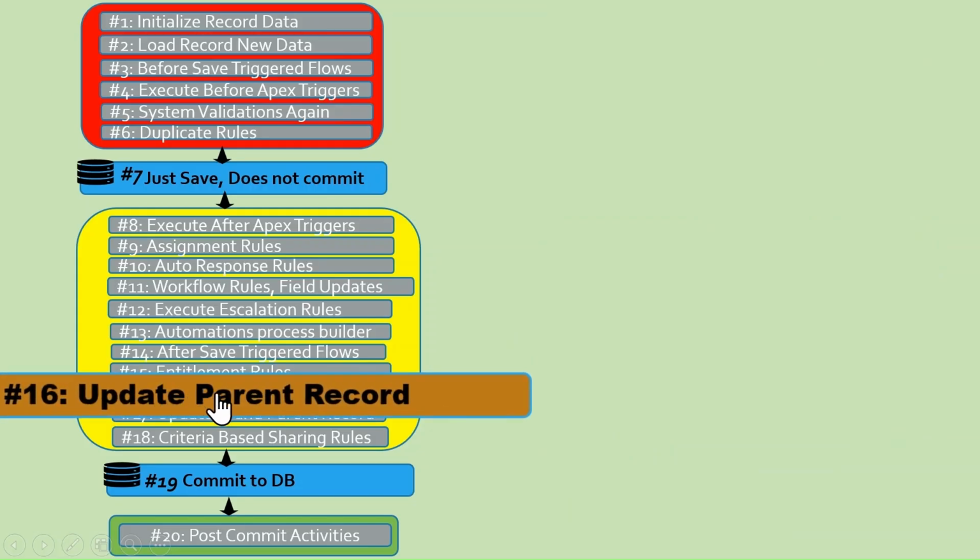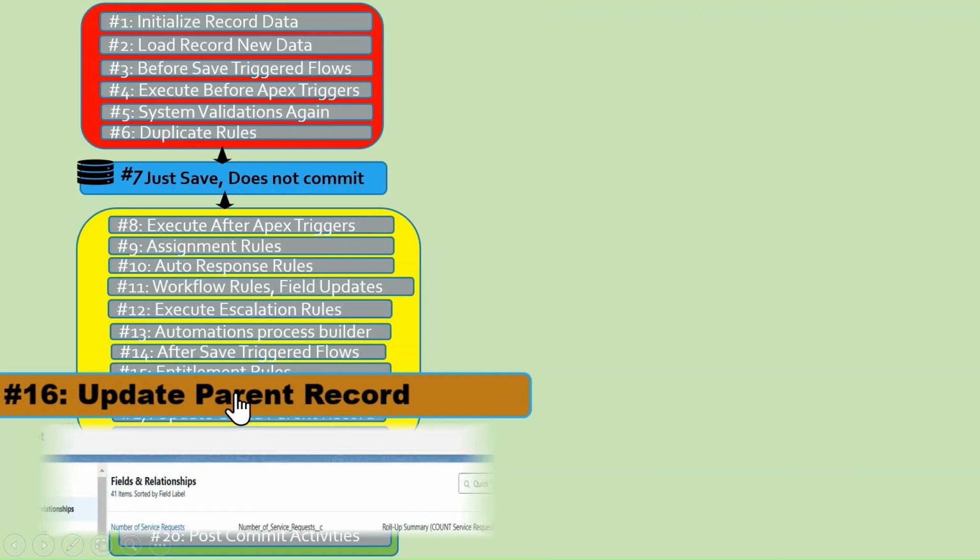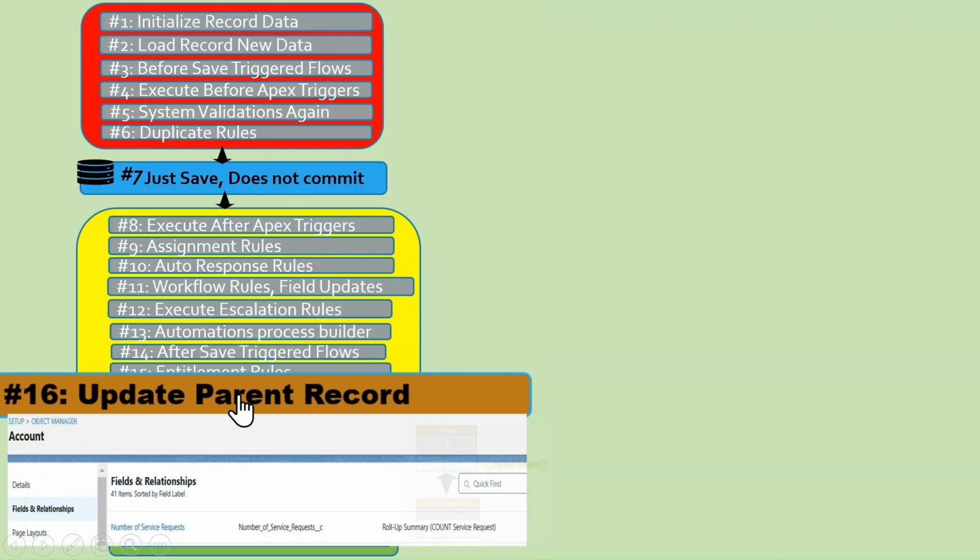This updation of parent record happens whenever the current record has a parent and it has a roll-up summary field. For example, our service request has a master lookup field, that is account. Account is a parent for our service request object, and on the account we have a roll-up summary field to identify the number of service requests.